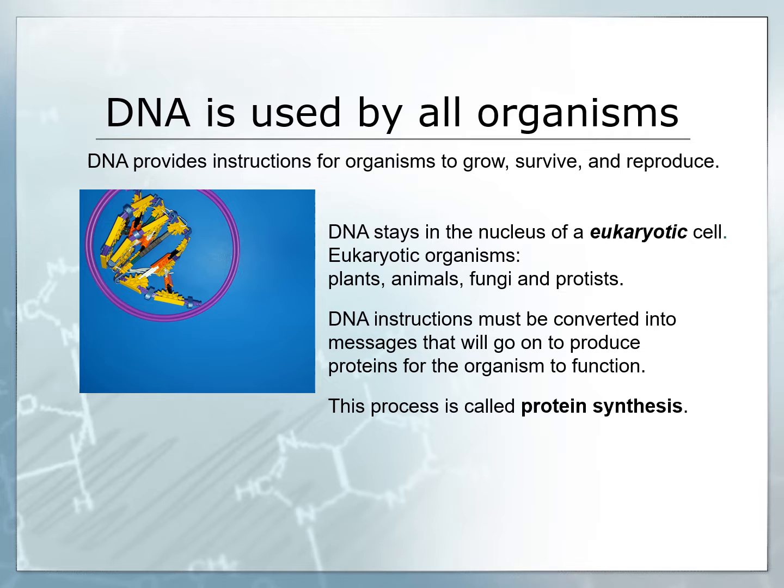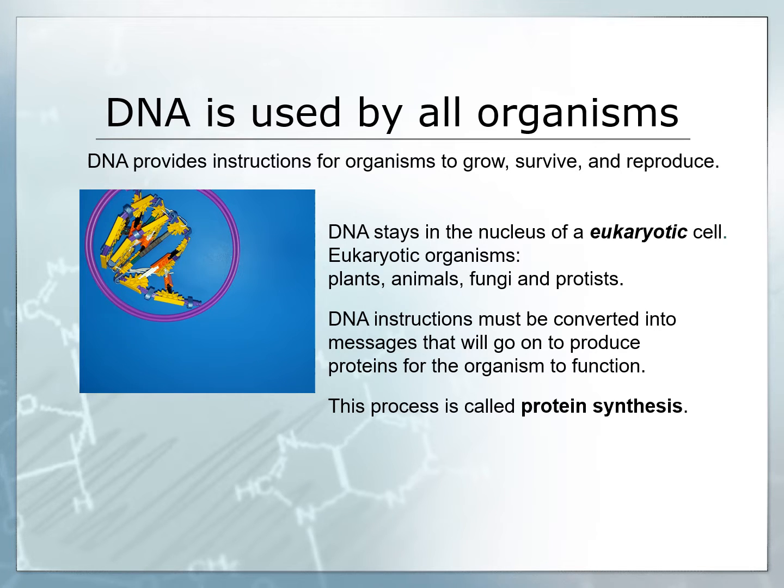DNA provides the instructions for all organisms to grow, survive, and reproduce. DNA must remain in the nucleus of a eukaryotic cell. Recall that eukaryotic organisms include plants, animals, fungi, and protists. The nucleus protects DNA from damage that might happen from all the activity taking place in the cytoplasm with other organelles. DNA instructions must be converted into messages for the organism to function.